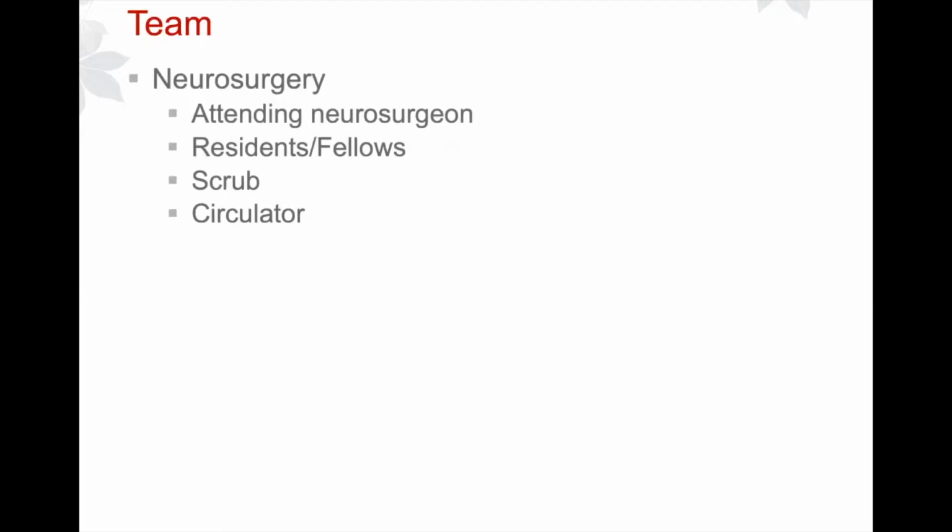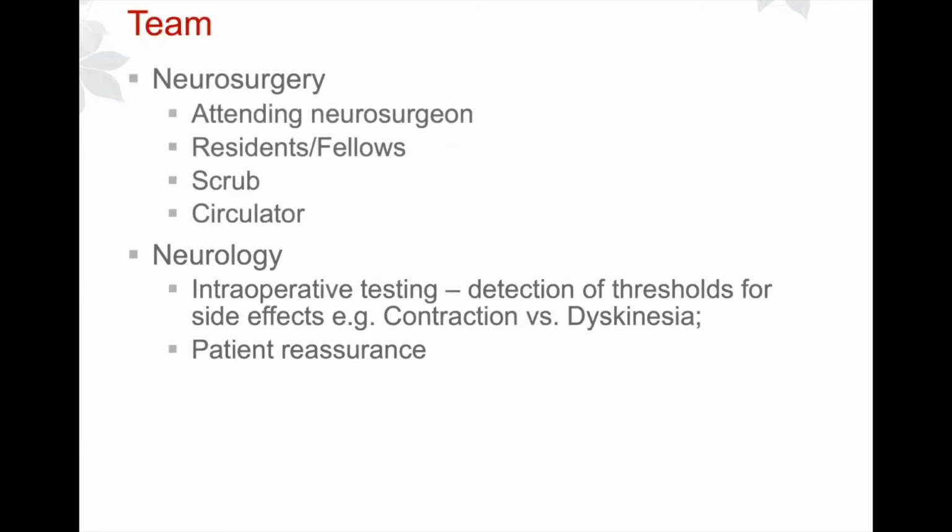The team that we need in the operating room, of course, in the neurosurgery team, you have the attending neurosurgeon, trainees, residents, and fellows, scrub, the circulating nurse. In the neurology team, I'm really insistent that the neurologist attend the cases. And the reason for that is they help me quite a bit with intraoperative testing. I'm heavily involved with that, but certain times there are side effects that are difficult to tease out. For example, is your patient having contractions or are they having dyskinesias? And what are the exact thresholds? And those are the sort of finer testing details that a trained neurologist can really help you with in getting a precise placement. And then neurologists have seen these patients for a long time, so they know these people.